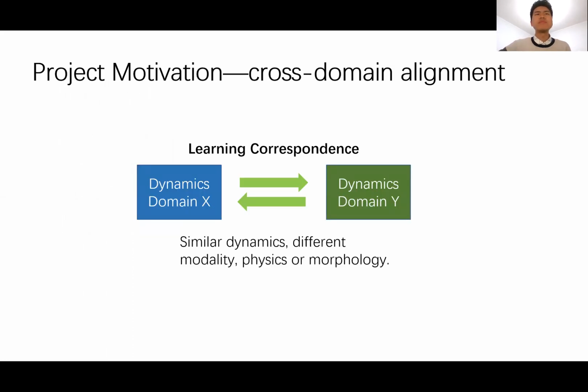Our project motivation is to do cross-domain alignment. So here, imagine we have two dynamics domains, domain X and domain Y. These two domains share similar dynamics. However, they are different in modality, physics, or morphology in these different settings. And our task is to learn the correspondence between these two domains. And then we can do a lot of interesting downstream tasks, such as imitation learning.